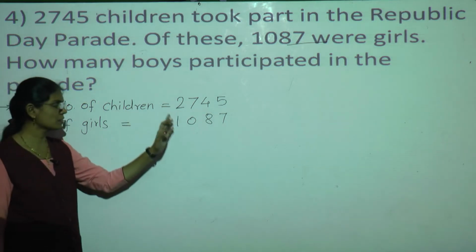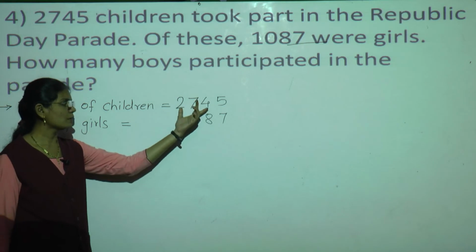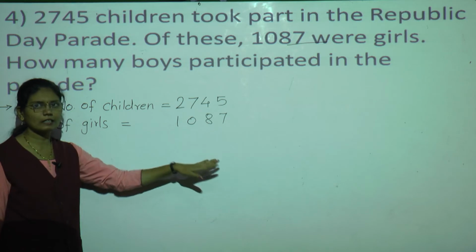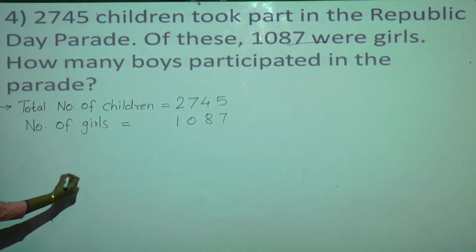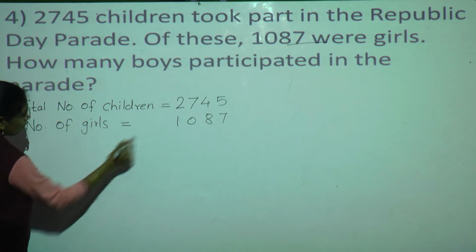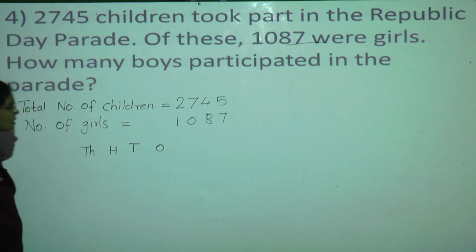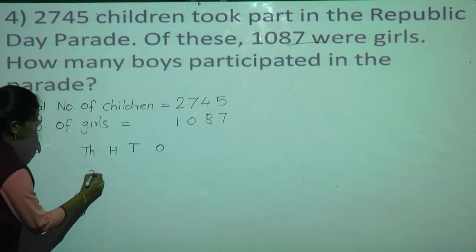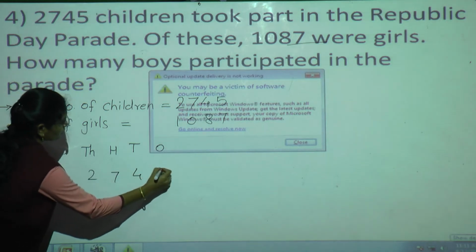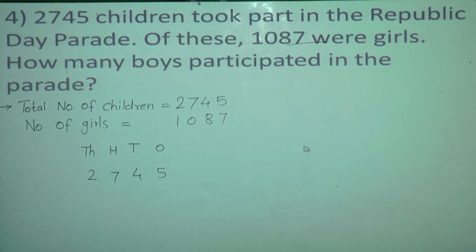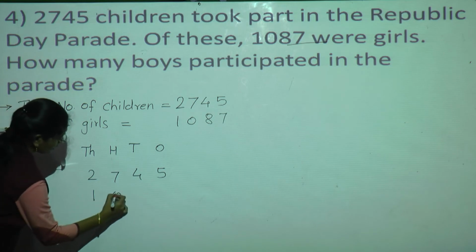This is the greater number, this is the smaller number. Okay. Total number of students. From that, if we will subtract the number of girls, then we will get the number of boys. So do the subtraction. See, both the numbers are 4-digit numbers. So draw the place value chart and put these two numbers in the place value chart. How many total number of students? There were 2745 students in the parade. Then how many girls were there? There were 1087.